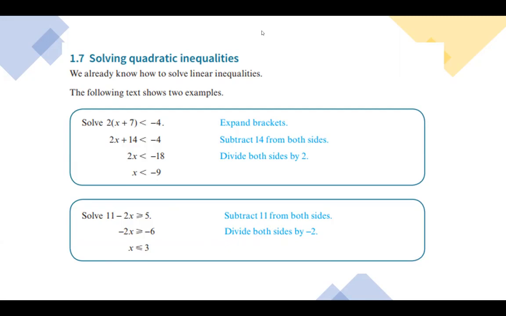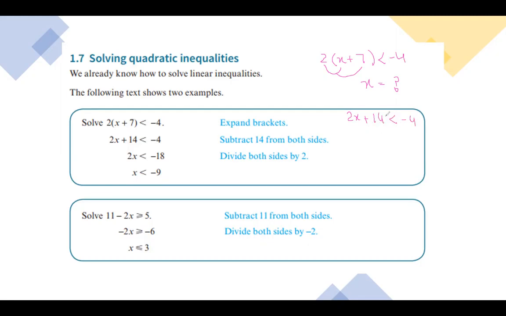So first, the following steps. For example, in this case, 2x plus 7 is less than minus 4, and we have to find the value of x. Okay, so how to do it? First, simplify it. So multiply 2 with x and then 2 with 7. So it must be 2x plus 14 is less than minus 4.